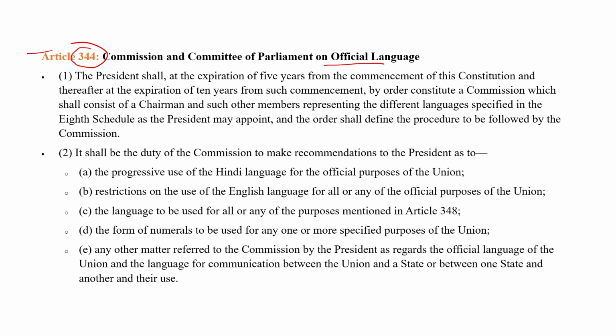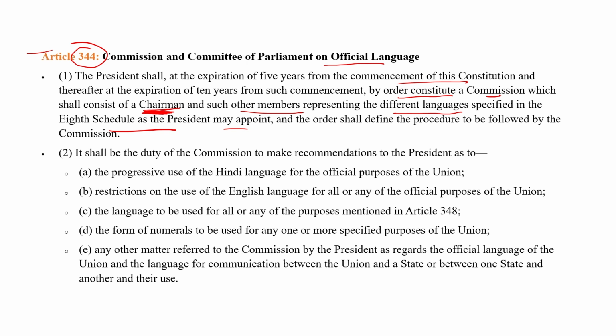The President shall, at the expiration of 5 years from the commencement of the Constitution, or expiration of 10 years from such commencement, by order constitute a commission. Means after 5 years or after 10 years of the commencement of the Constitution, the President by order can constitute a commission which shall consist of a chairman and such other persons representing the different languages specified in the 8th Schedule as the President may appoint.